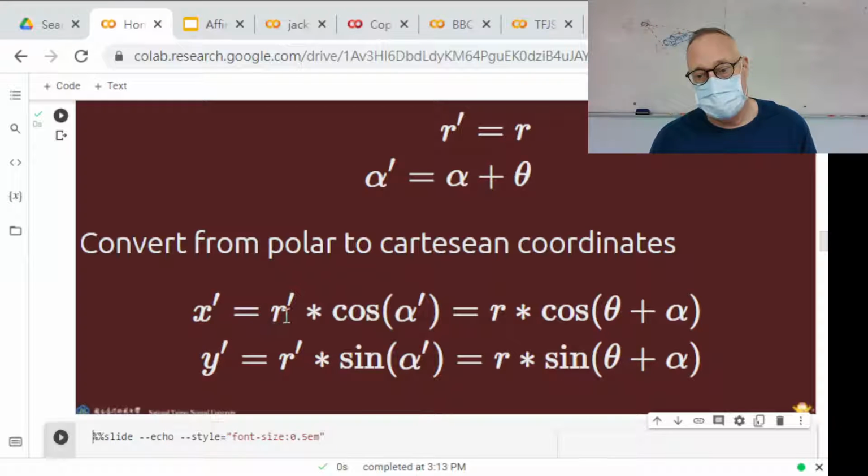So x dash would be R dash multiplied by cosine alpha dash, which is R times cos of theta plus alpha, and y dash would be R dash times sine of alpha dash, which is R times sine of alpha plus theta, or theta plus alpha.